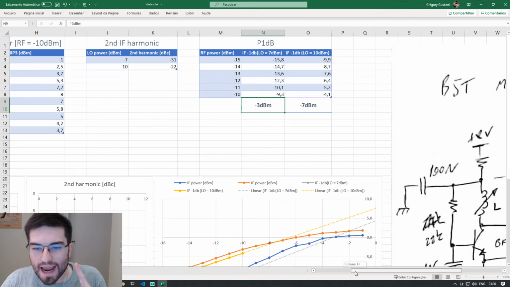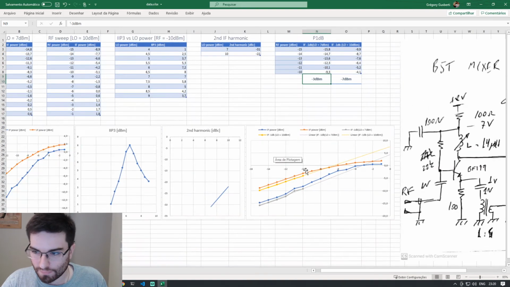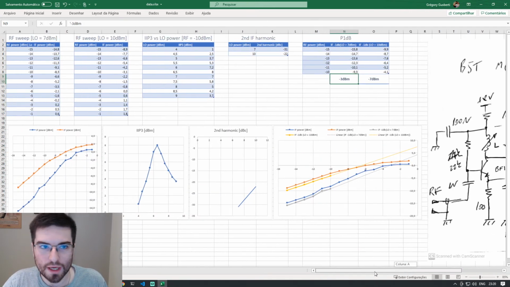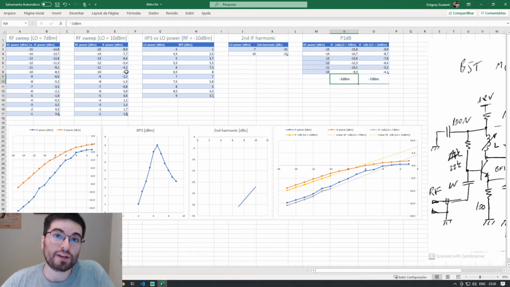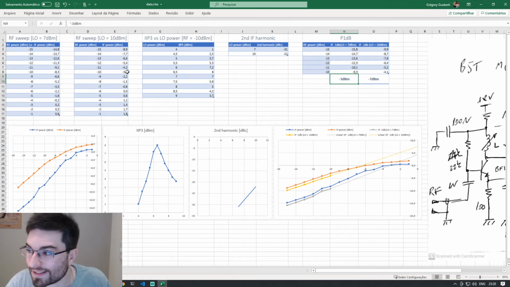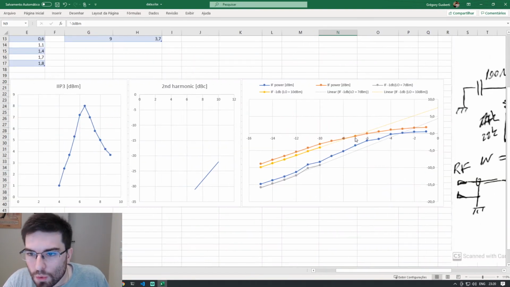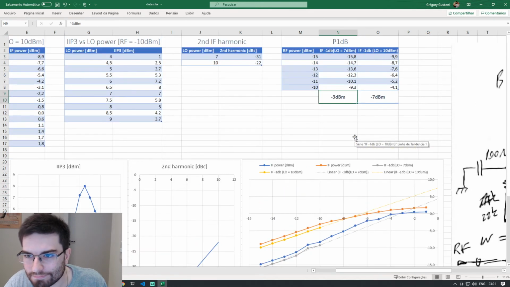But when we are exciting the mixer with 10 dBm here in LO, we know that we have a conversion gain. Now the system is working with conversion gain. This is good. We have gain in our mixer. But we can see, this is very interesting, guys, that the 1 dB compression point is before. The 1 dB compression point here is -7 dBm. We can see here I put it -7 dBm.